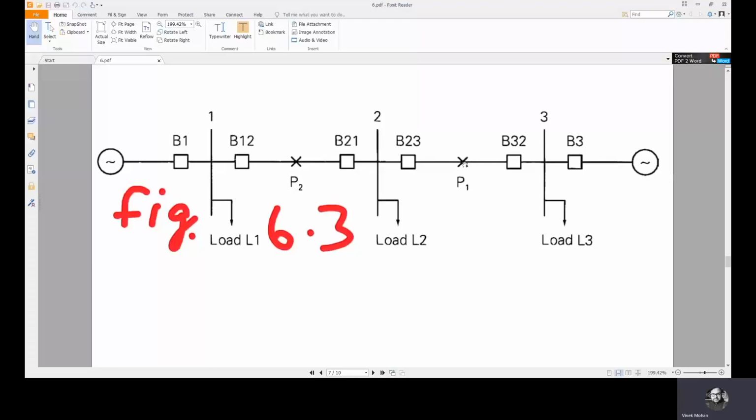So for a fault at P1, what all should be coordinated? B3 should coordinate with B32, then B12 should coordinate with B23. And for a fault at P2, B32 should coordinate with B21 and B1 should coordinate with B12.